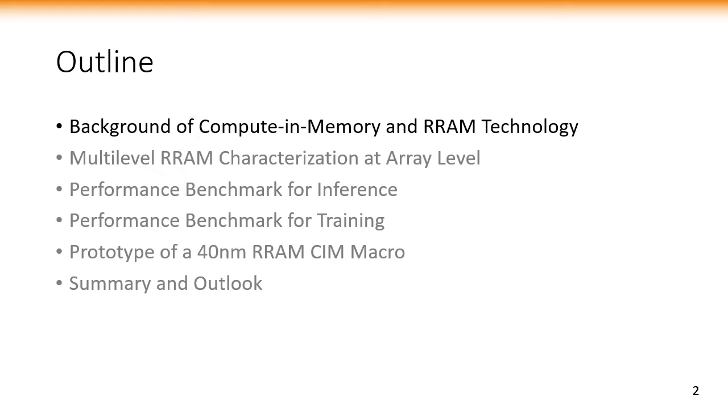This is an outline of today's presentation. First, we will give a brief background of computing memory and RRAM technology, and then we will discuss the multi-level RRAM categorization at the array level using a test vehicle, and then we will present our benchmark results for the inference and then training performance. And then finally, we will show a prototype chip using 40nm RRAM process to implement a computing memory macro. And finally, I will summarize and give an outlook.